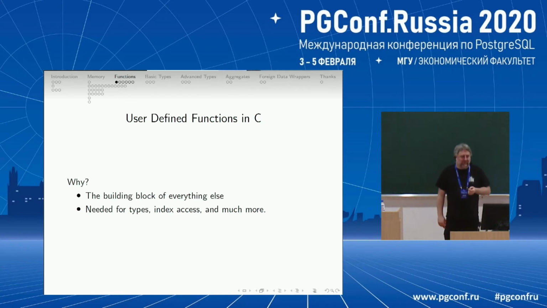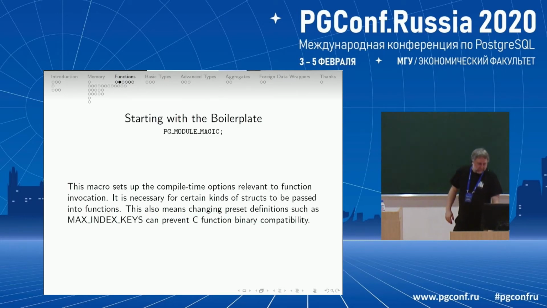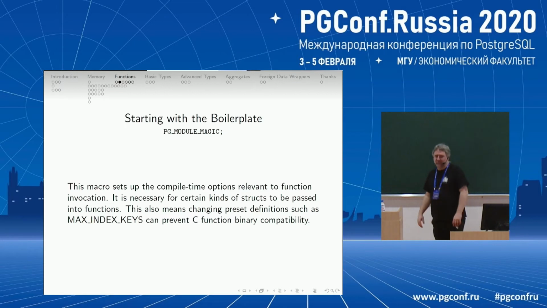First of all, user-defined functions in C are literally the building block of everything else. We can't do types without functions. We can't do aggregates without functions, and we certainly can't do foreign data wrappers without functions. In essence, with Postgres, everything is wrapped in functions, and so we absolutely have to be comfortable writing functions in C before we can do anything else. So let's start with the most important piece of boilerplate, PG_MODULE_MAGIC.